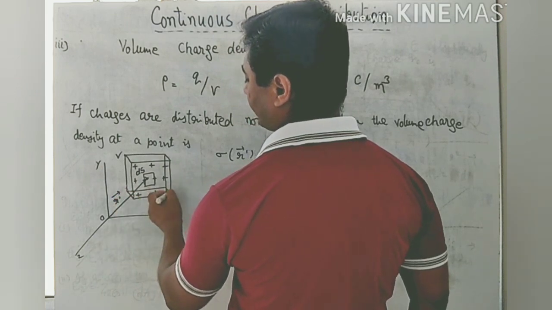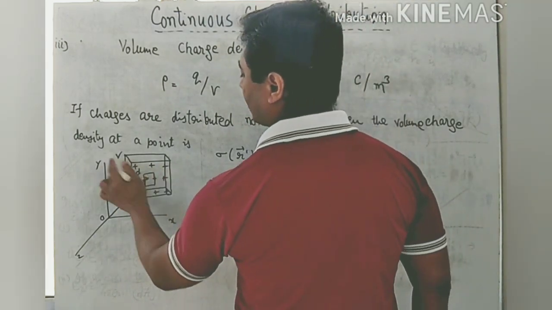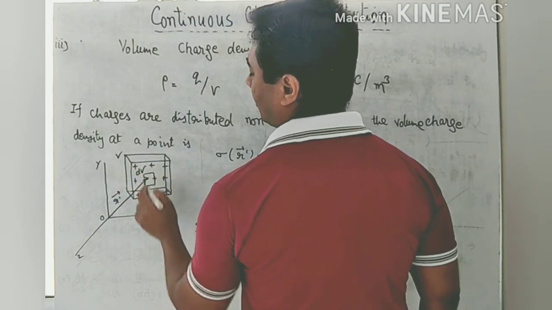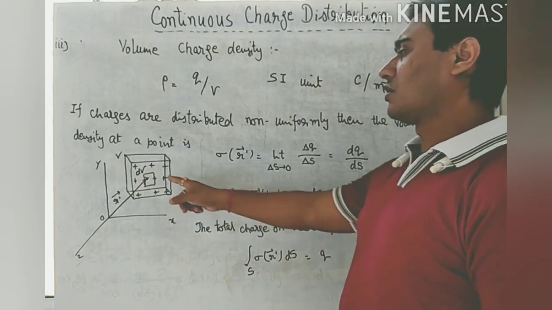Now suppose we are having this small volume of it, dv, where the charges are this one.